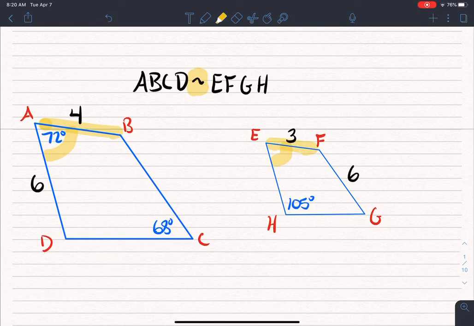In the same way that this one is proportional to this one, and this one is proportional to this one, and this one is proportional to this one.